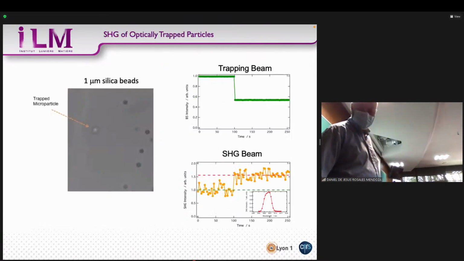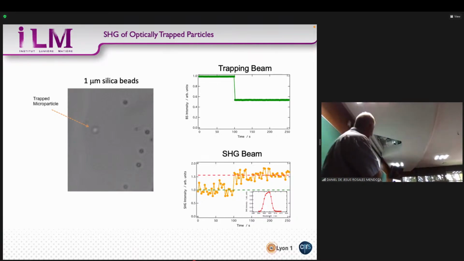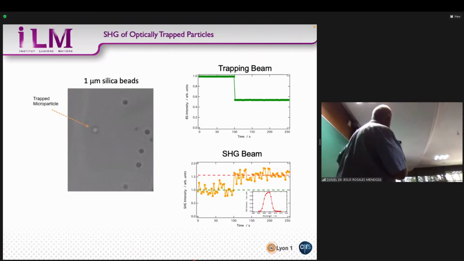So this is the setup. Here, for example, we started with 1 micron silica beads. We have the trapped particles, the other ones are moving. And you see that here there's no particle in the beam. This is the fundamental, the trapping beam, so we can see. And when there is a particle in the trap, the beam is a bit scattered. So on the detector in transmission, there is a lower level because of the scattered light. So we know that here we've trapped a particle.